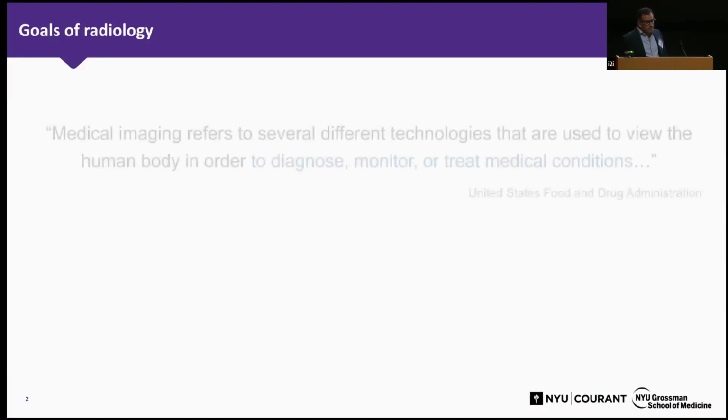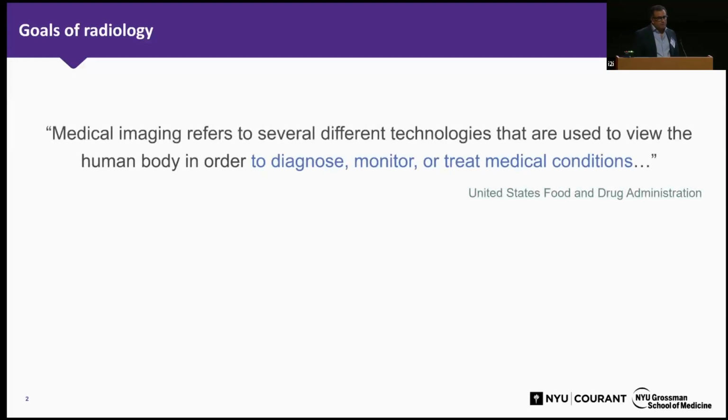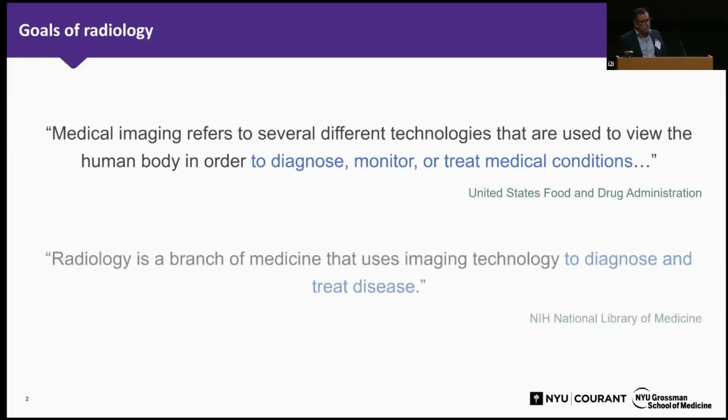imaging in general? The US FDA website says that medical imaging refers to several different technologies that are used to view the human body in order to diagnose, monitor, or treat a medical condition. Likewise, the NIH website says that radiology is a branch of medicine that uses imaging technology to diagnose and treat disease. So at a high level, the goal is essentially to treat or diagnose diseases, primarily diagnose, using some sort of non-invasive method within the human body.